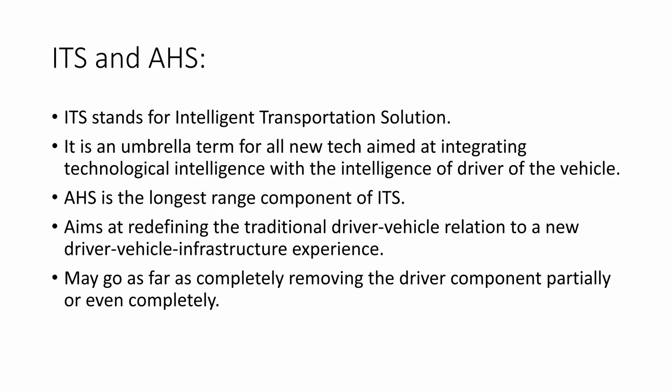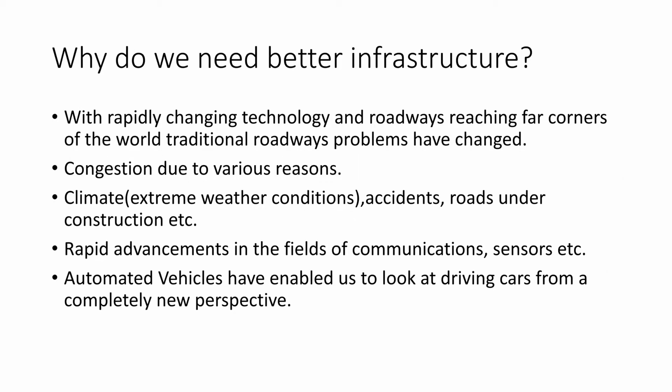Now we know why we need better infrastructure. So now let's look at what are the ways we can improve our infrastructure. One very simple solution would be to just increase the number of lanes on our current infrastructure, which would definitely allow more traffic on the road. It definitely would solve the problem of congestion.